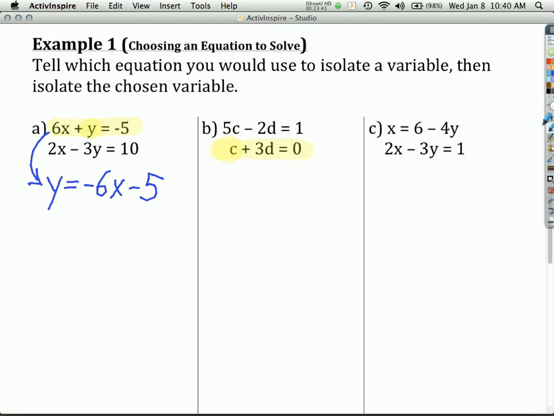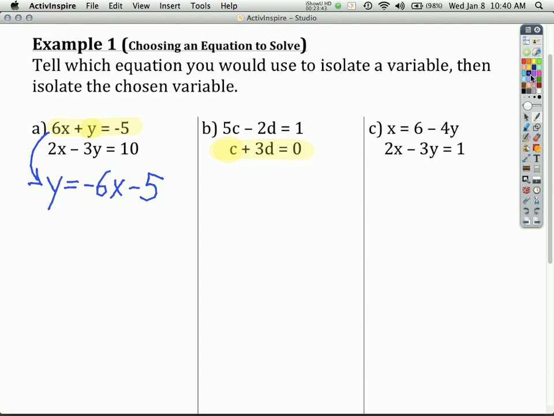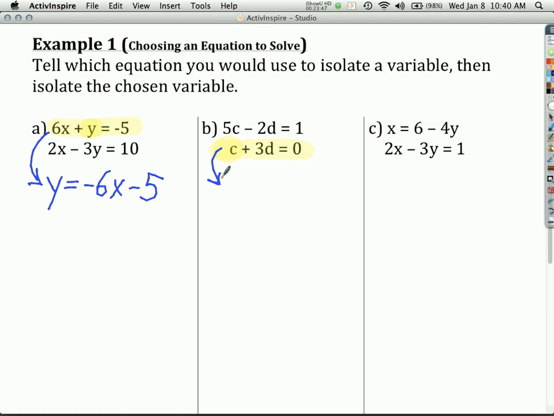So now we need to isolate the c, so now we're going to actually do it right here. So what's the first step to isolate? Subtract 3d from both sides. We get c equals negative 3d. And you could say plus 0, but that's meaningless, so that's it.